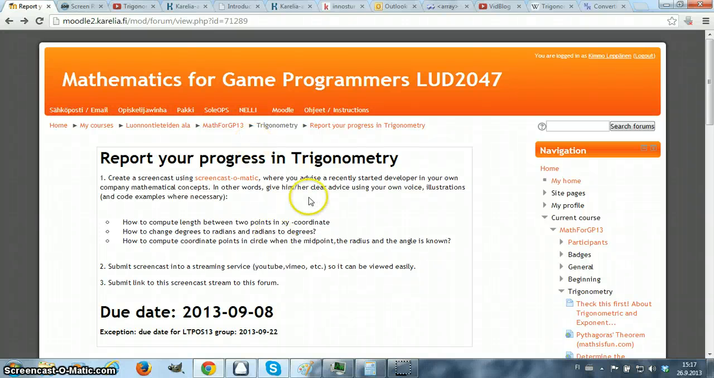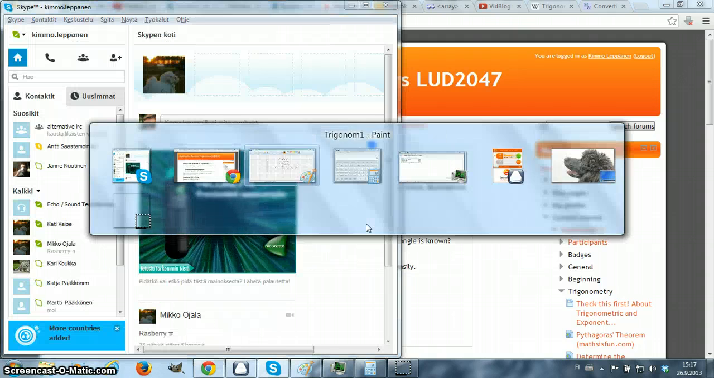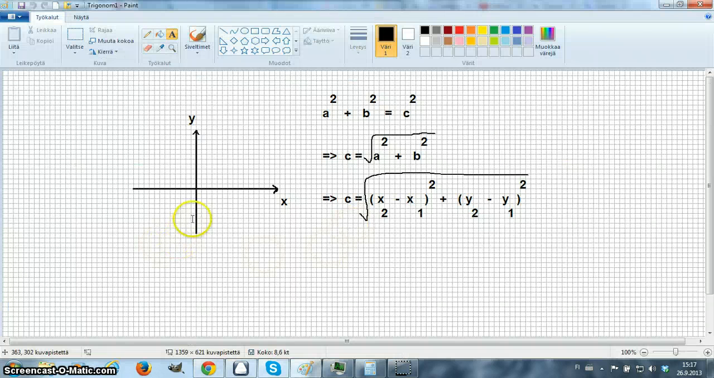Okay, I report to you the progress of my study in trigonometry. First I explain how to compute the length between 2 points in the xy coordinate. I made a little drawing over here.